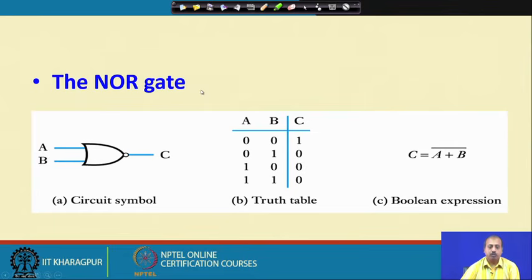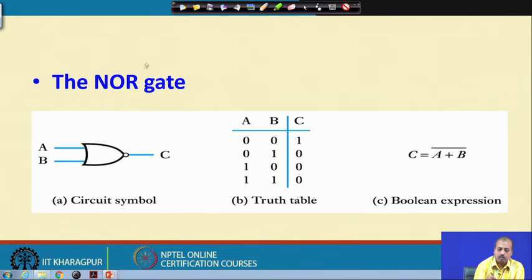Next we will look into the NOR gate. Just like the NAND gate was equal to AND plus NOT, similarly, if you do OR plus NOT, what you get is a NOR gate. So this NOR is equal to OR plus inverter, and the symbol is also like that. We have the OR, and then there is an inverting bubble. So, OR plus inverting bubble is the circuit symbol for NOR.